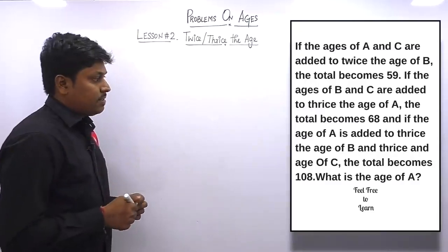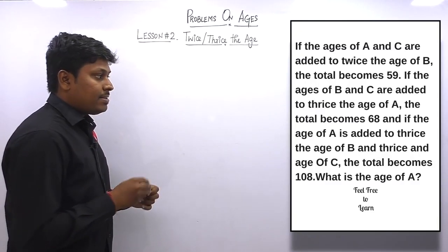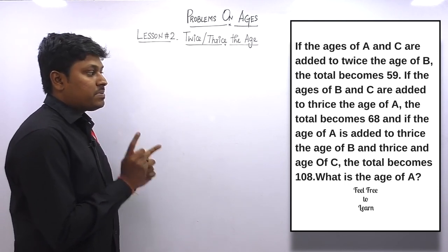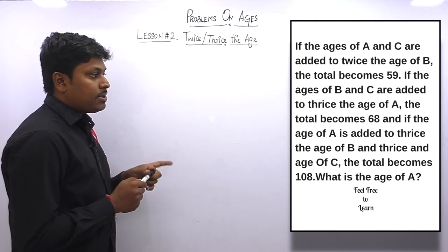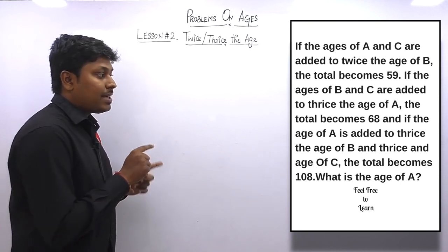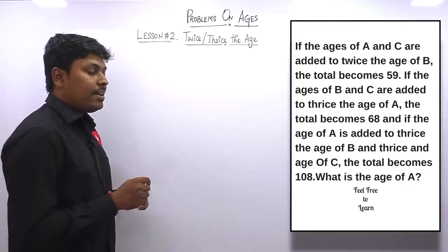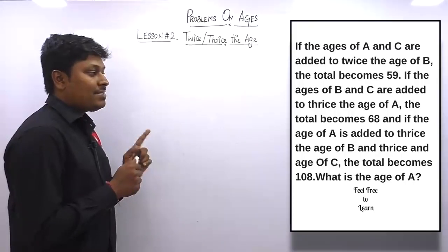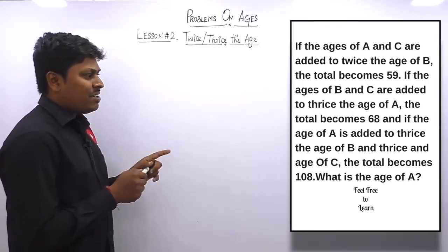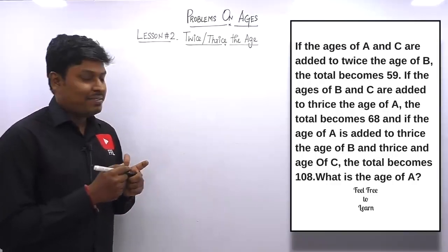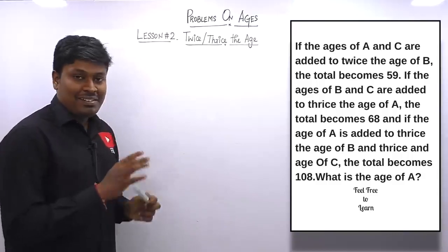Question number 6. If the ages of A and C are added to twice the age of B, the total becomes 59. If the ages of B and C are added to thrice the age of A, then the total becomes 68. And if the age of A is added to thrice the age of B and thrice the age of C, then the total becomes 108. What is the age of A? It seems to be completely different, right, this question.